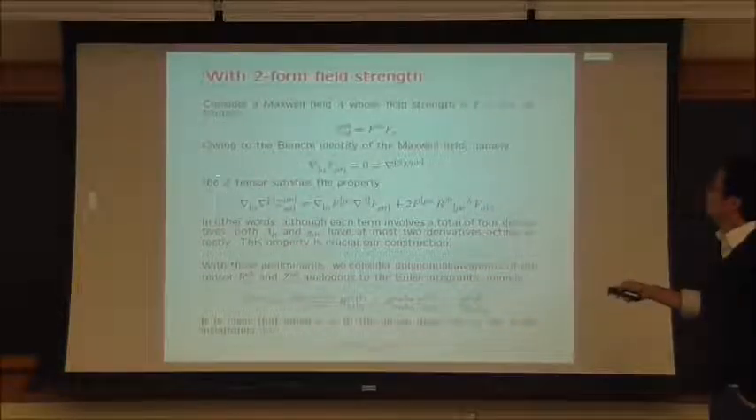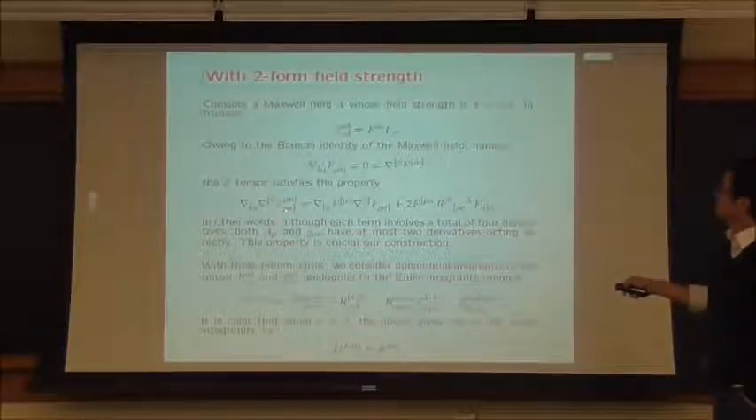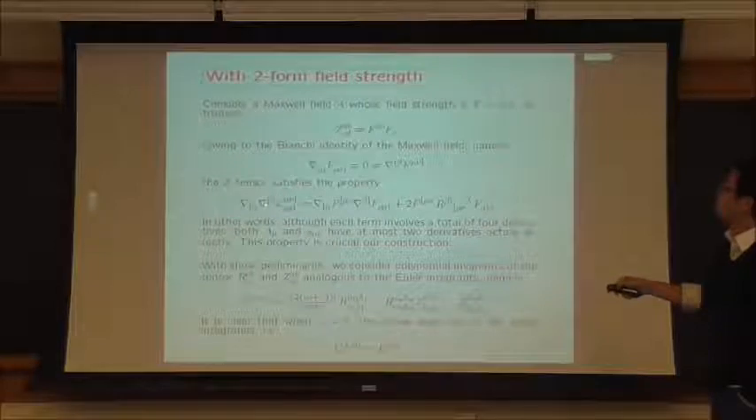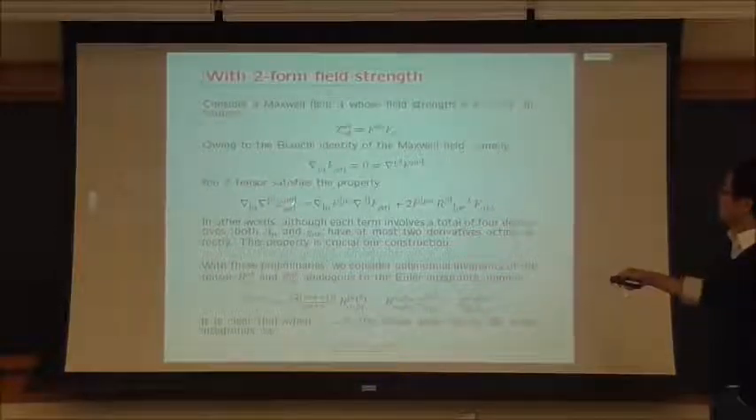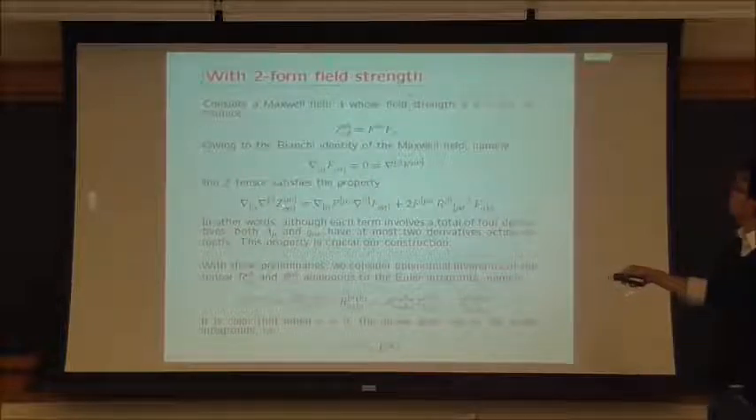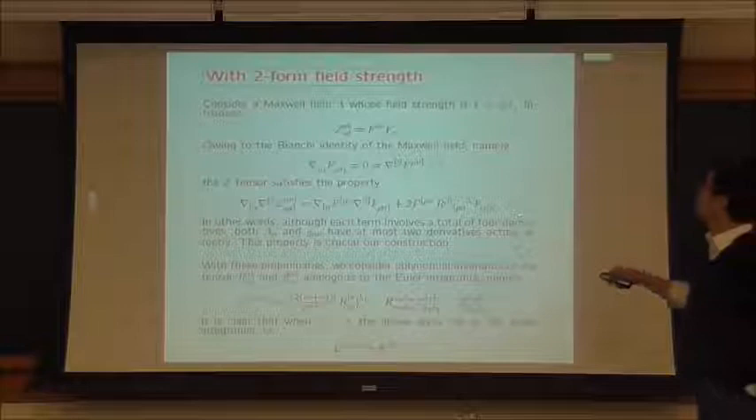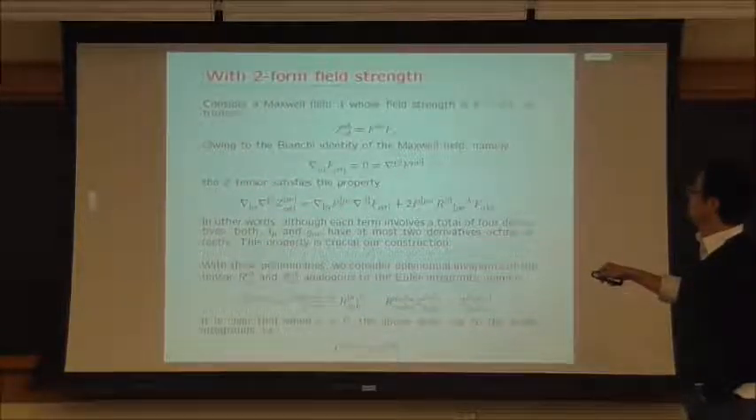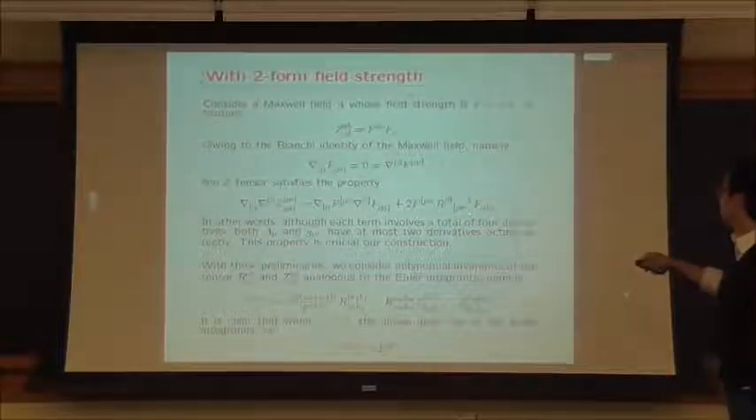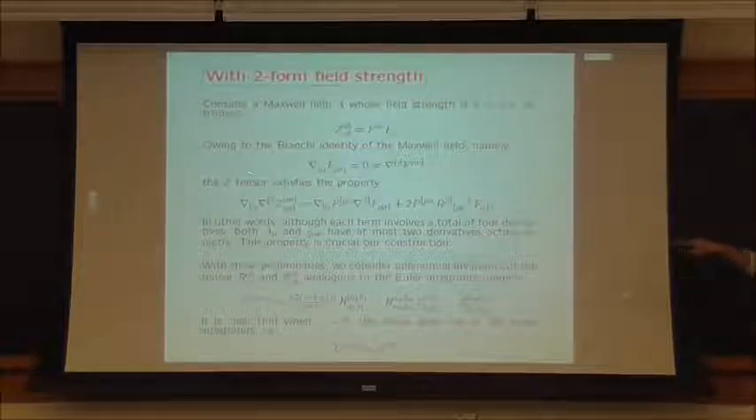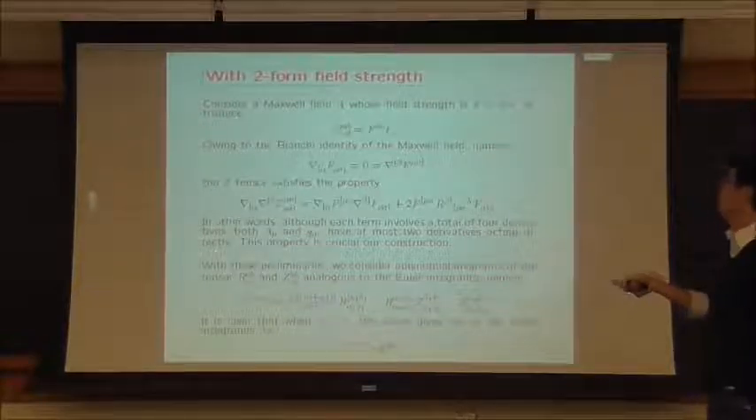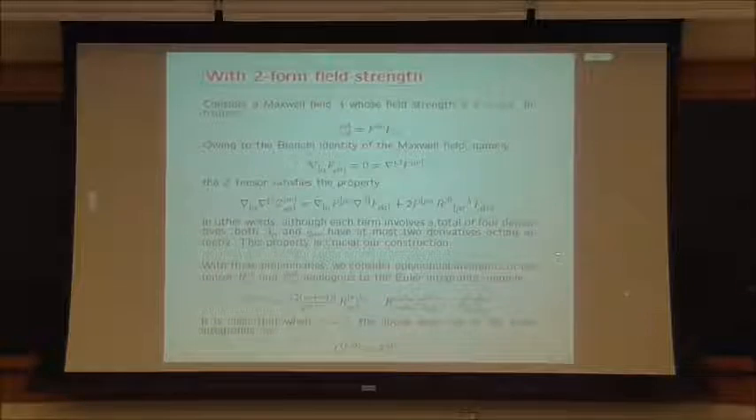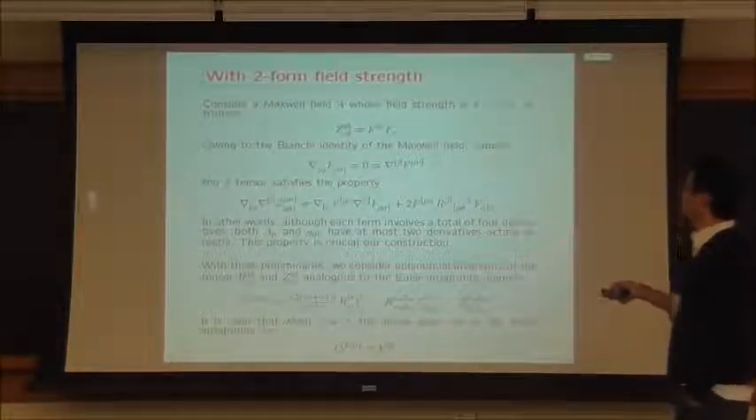So one can then establish that these tensors satisfy these properties. On the right-hand side, in principle you have four derivatives, but each Z, each F, has one derivative, and you have two derivatives acting on it, so potentially you can have three derivatives. But if you look at the right-hand side, this field will have only two derivatives, and two of the derivatives become a Riemann tensor. So on the right-hand side, the fields involve two derivatives. Although each term involves a total of four derivatives, both A mu and g mu nu have at most two derivatives acting directly. And this is the key.